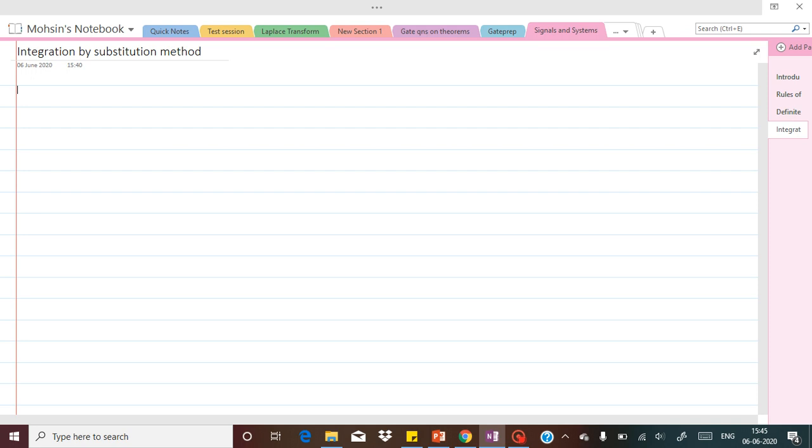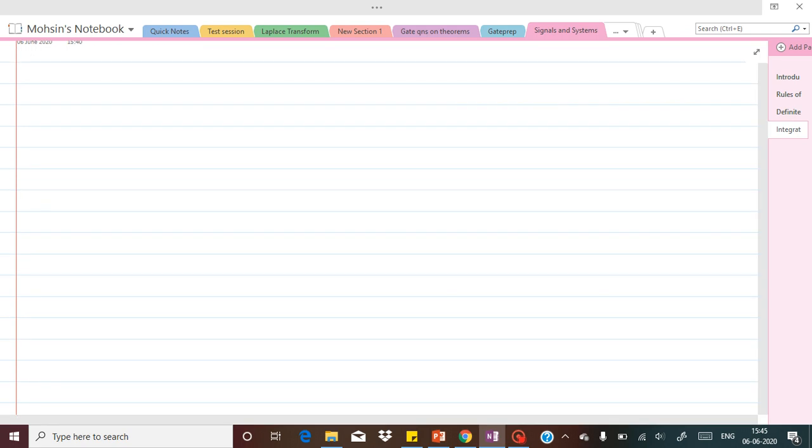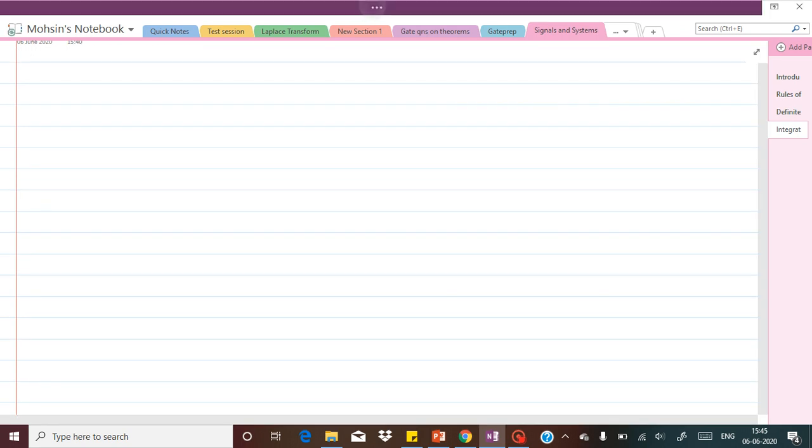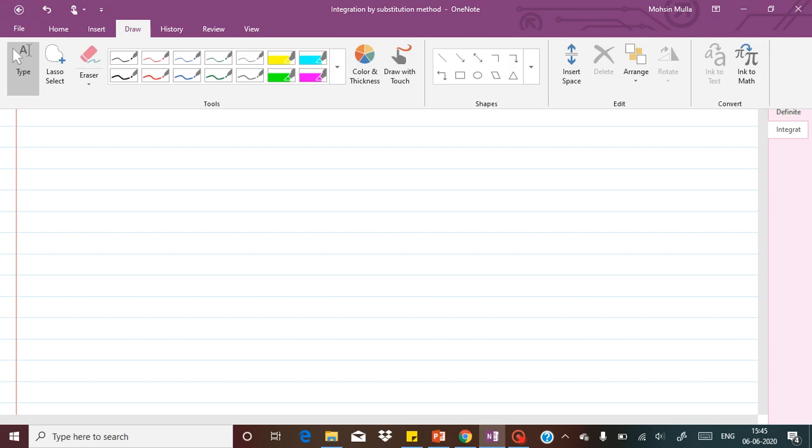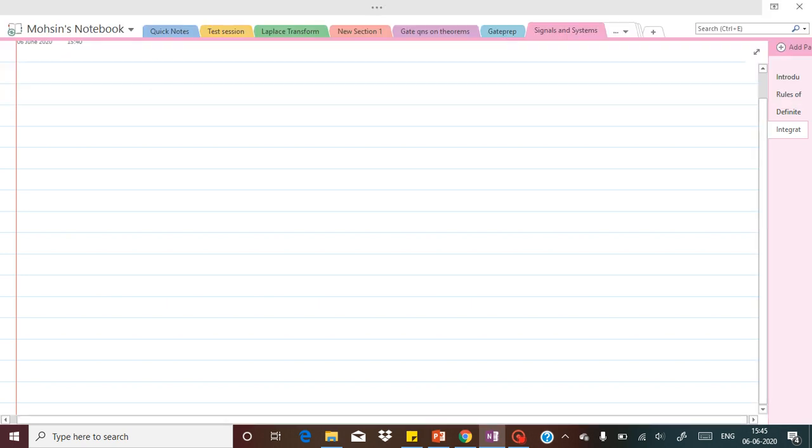While doing the calculation, I'll try to explain why we are doing this and how exactly it is to be done. Now let us take the very first example that we are going to solve today: integration of 4x (x square plus 5) whole raised to 3 dx.